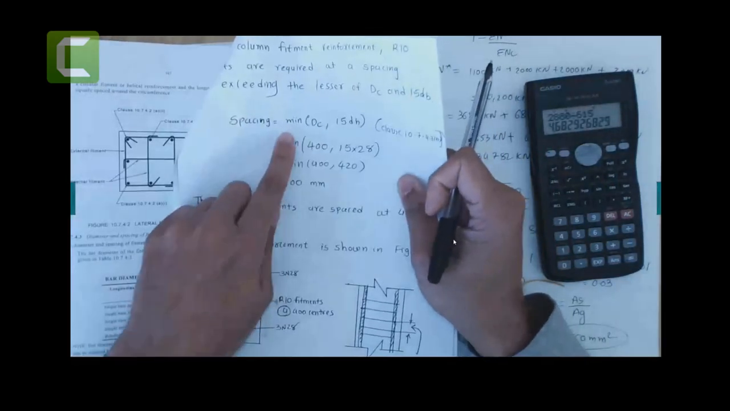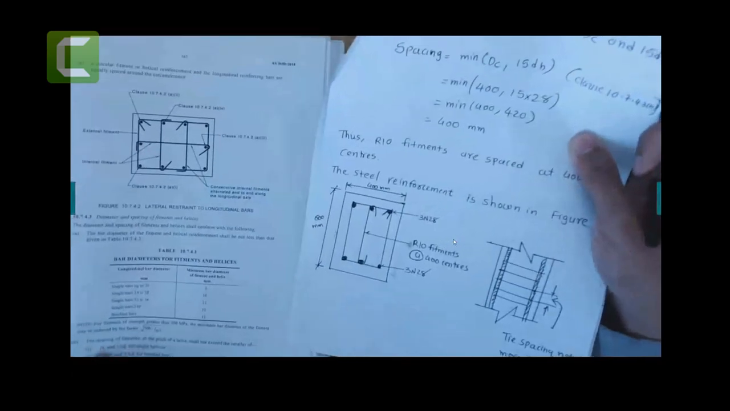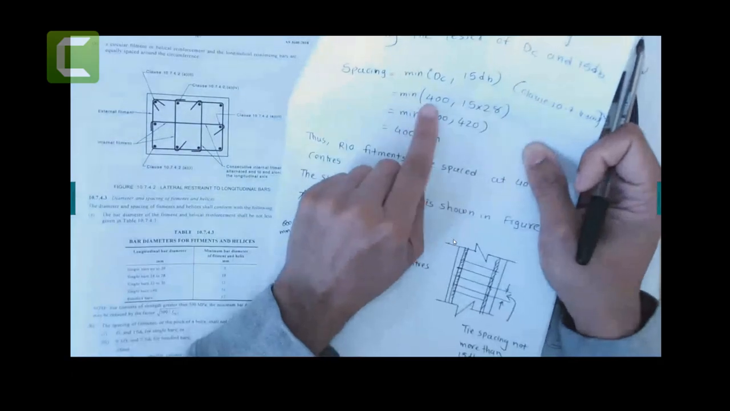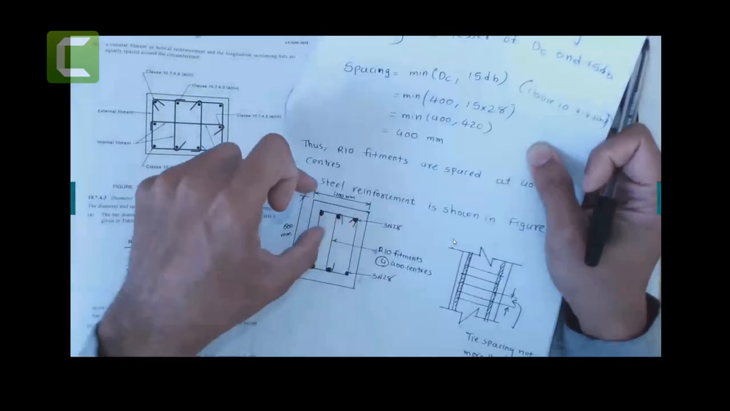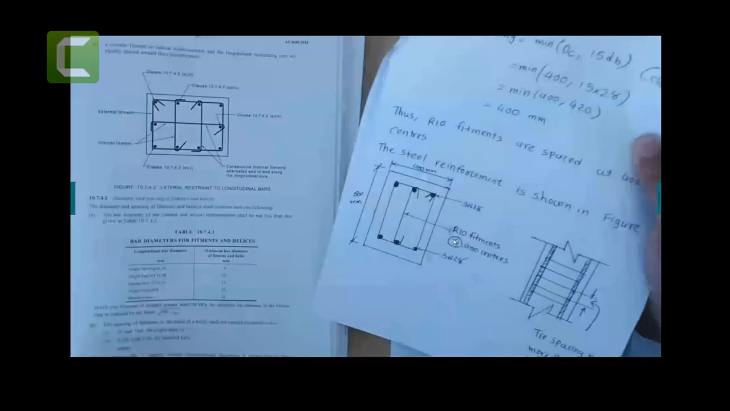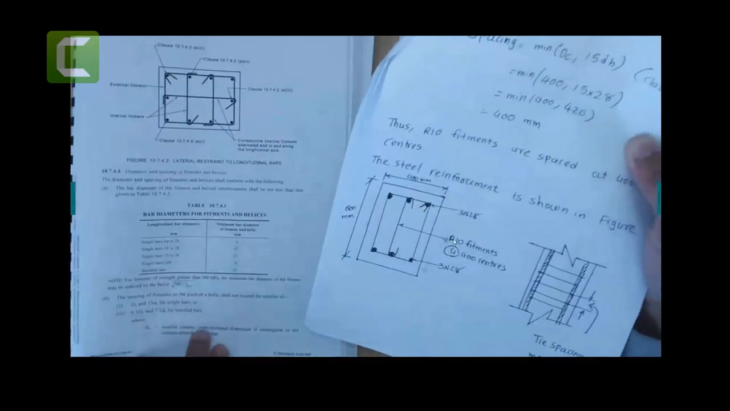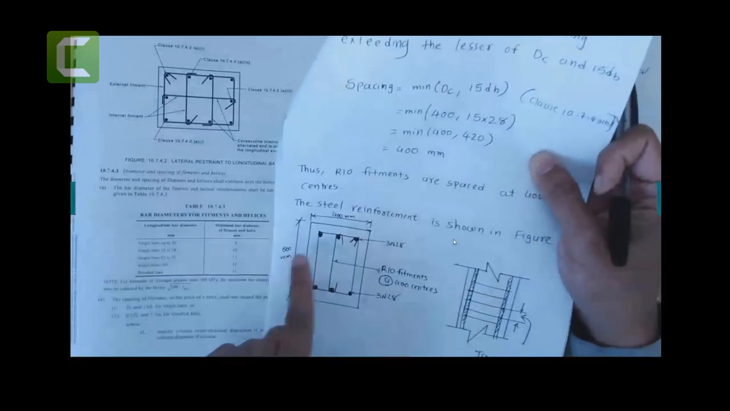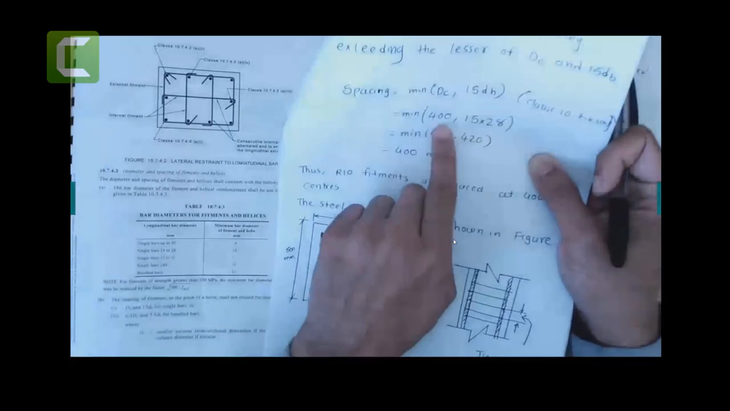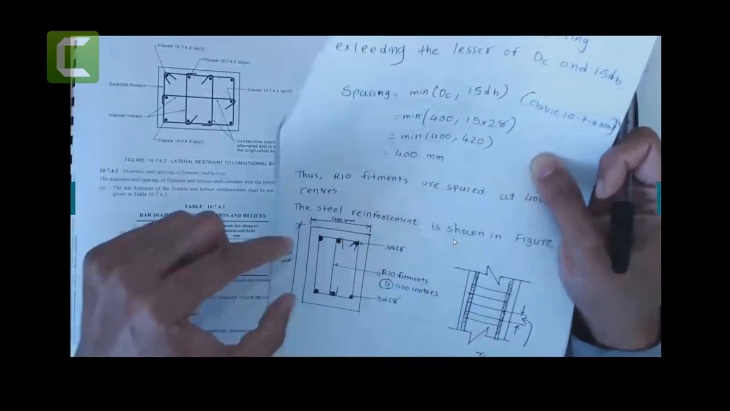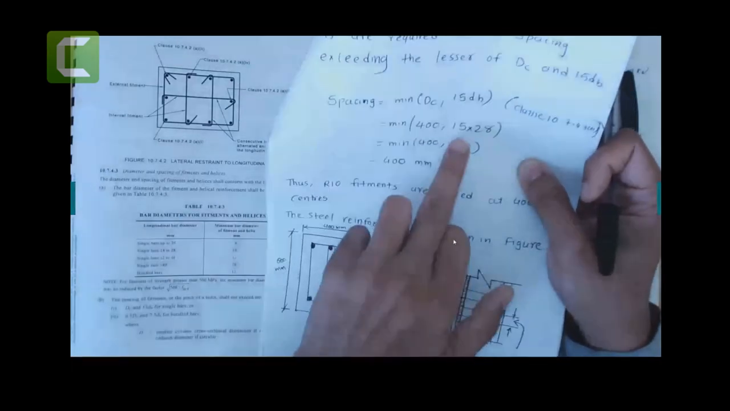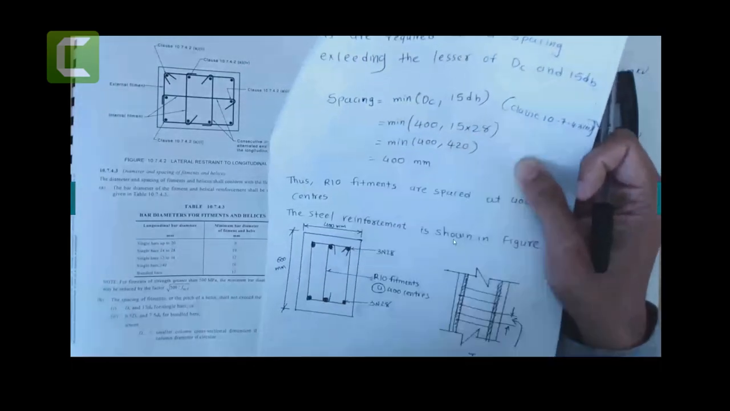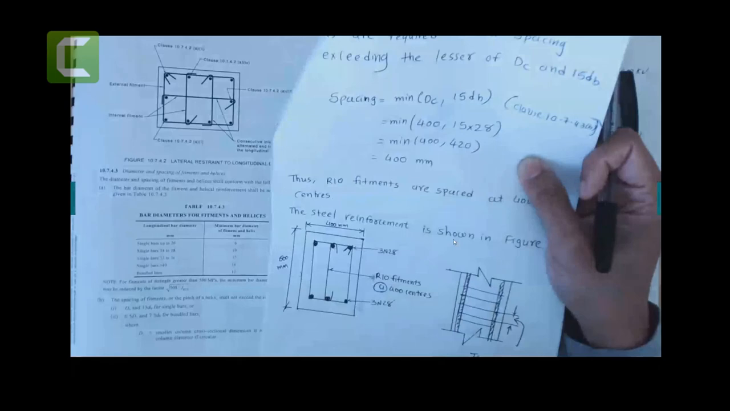Now for the spacing of the fitments that you have here, the minimum is Dc or 10 db. Dc is the depth of your column. I think Dc is the minimum dimension. Somewhere it is written here, Dc is the smaller of the column cross-section dimensions. So if you have 400 and 600, in between 400 and 600, you should take Dc as 400. That is the minimum cross-section dimension in your column. And 10 times the reinforcement diameter, and we are using 28 bars, so 15 times 28, you will get 400 millimeters.